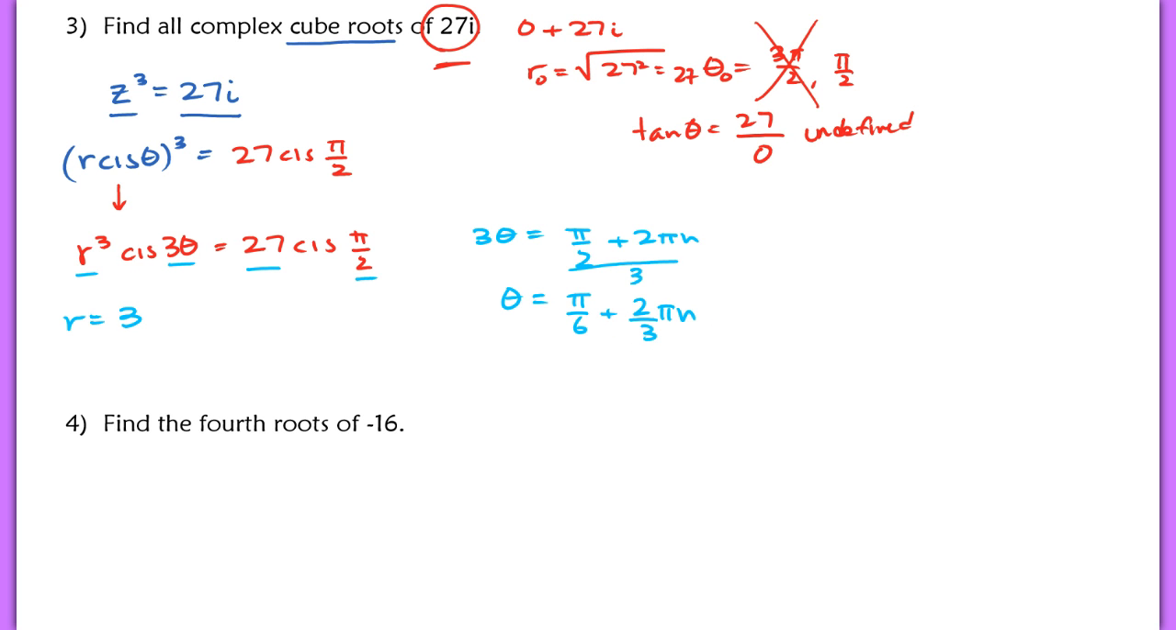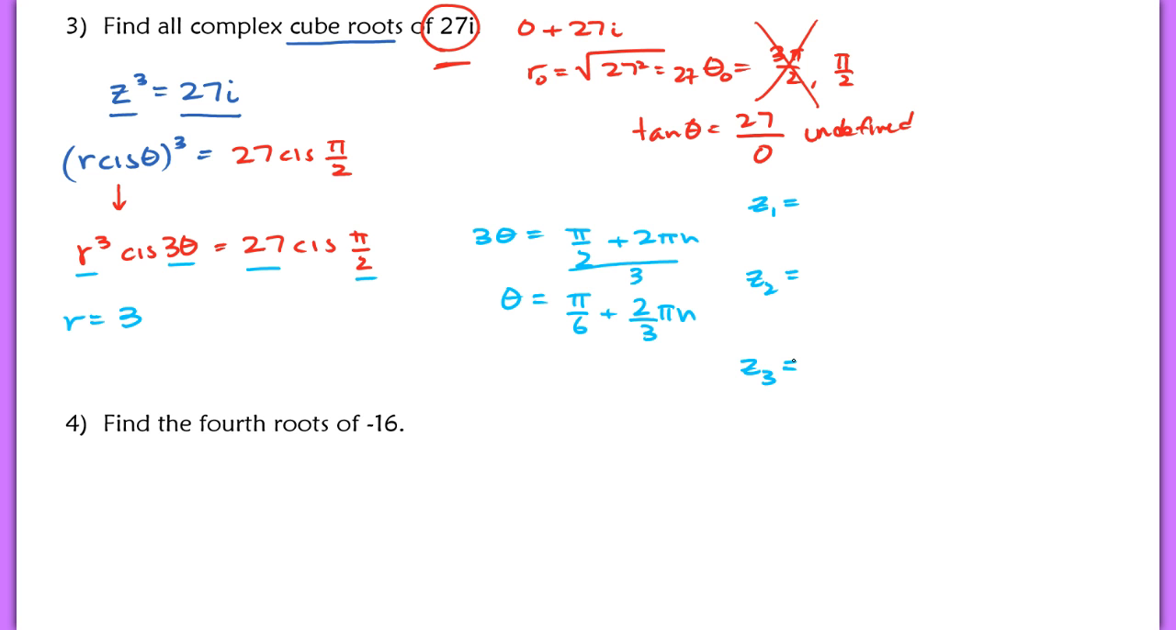Okay, now that we have r and theta, I can write out each of my distinct complex cube roots here. One of those complex cube roots I'm going to denote as z sub 1. So I should have z sub 1, z sub 2, and z sub 3 since I'm solving for 3 complex cube roots. If it was finding the 5th roots, you would have z1 through z5. Anyhow, let's work on z sub 1.